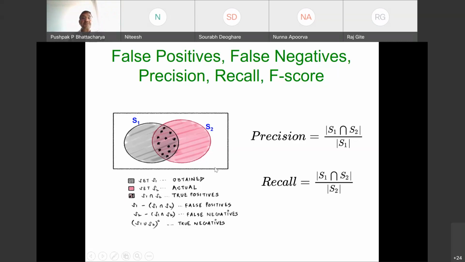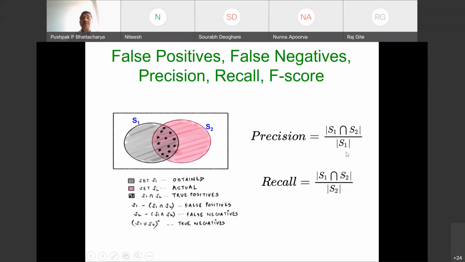The set of false positives is S1 minus S1 intersection S2. So this black half moon is the set of false positives, because S1 thinks it is a positive set, but actually it is outside this red circle. So these are not positive instances. They are thought to be positive, so it is false positive. Similarly, S1 excludes this half moon of red color. So this is the false negative set. They should have been included in the conceptual space.